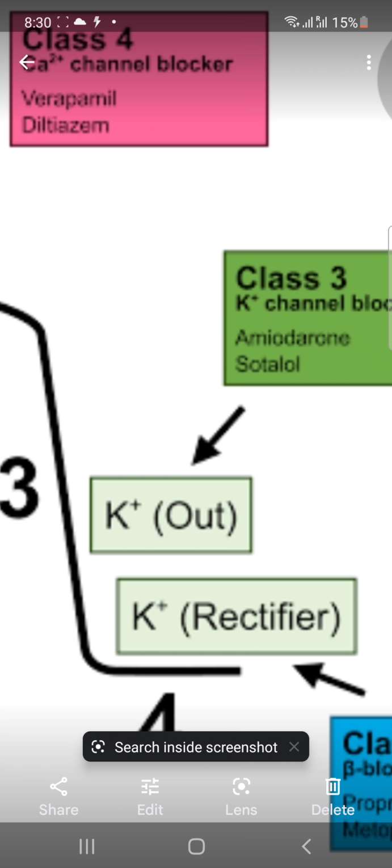Class 3, potassium channel blockers, such as amiodarone and sotalol. Potassium channel blockers prolong the cardiac action potential, resulting in an increase in the effective refractory period, with the exception of ibutilide, which shows an inward sodium current during repolarization. Class 3 drugs block potassium channels.